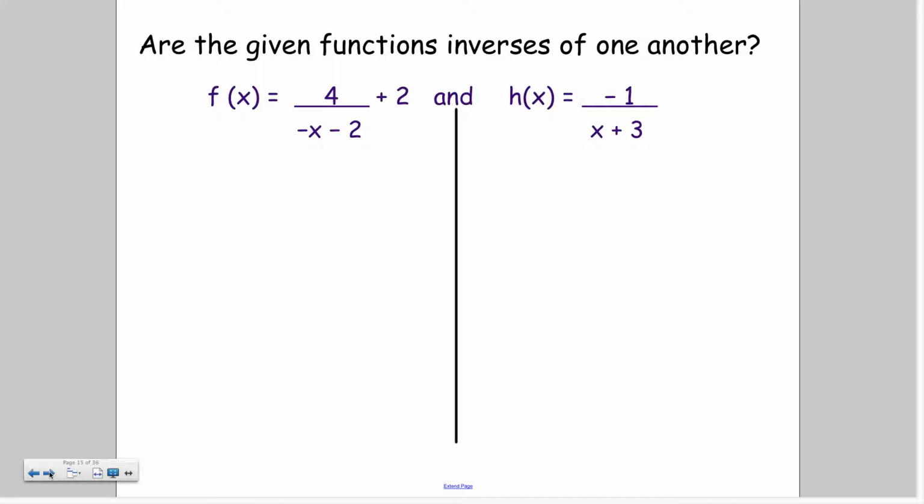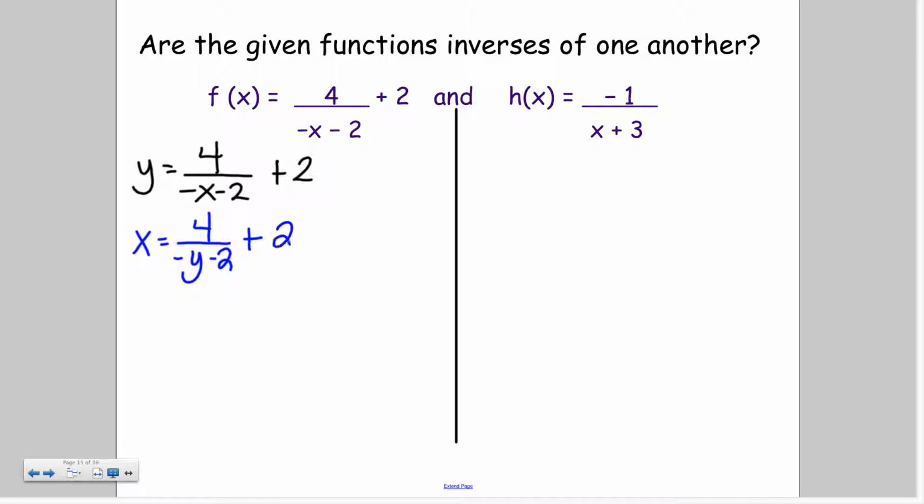All right? So the first one, we've got y equal to 4 over negative x minus 2 plus 2. All right? First step, replace x and y. So x is equal to 4 over negative y minus 2 plus 2. Okay? Now we're going to solve for y. So subtract 2 from both sides.